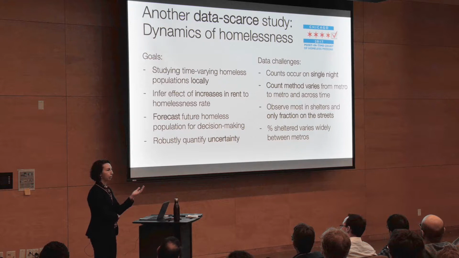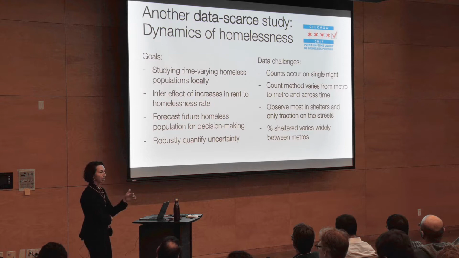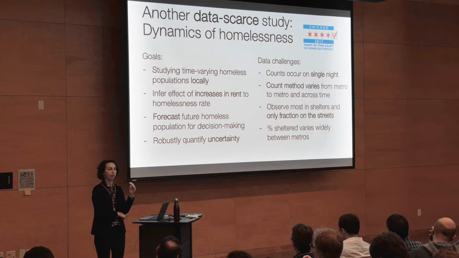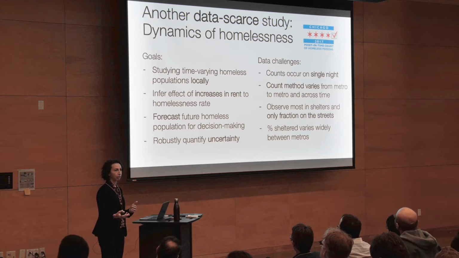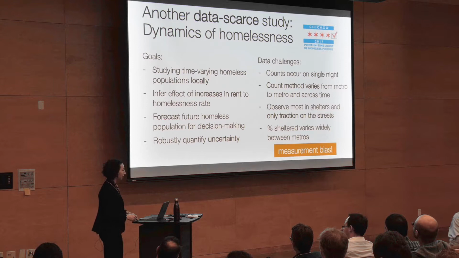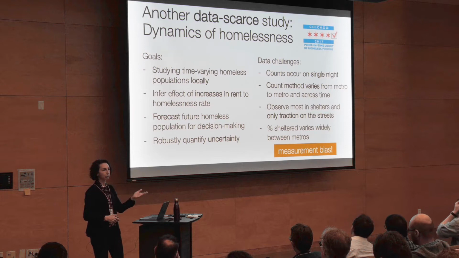And the methods that they use vary from metro to metro, and they also vary over time as they come up with what they think to be better methods of counting. And another thing that makes analysis across metros hard is the fact that, of course, it's easier to count the homeless that are in shelters than those that are out on the streets, but that fraction of shelter population varies significantly between different metros. So overall, the take-home message is that there's clearly measurement bias. So we can't straightforwardly treat these homeless counts as counts of the actual homeless population.